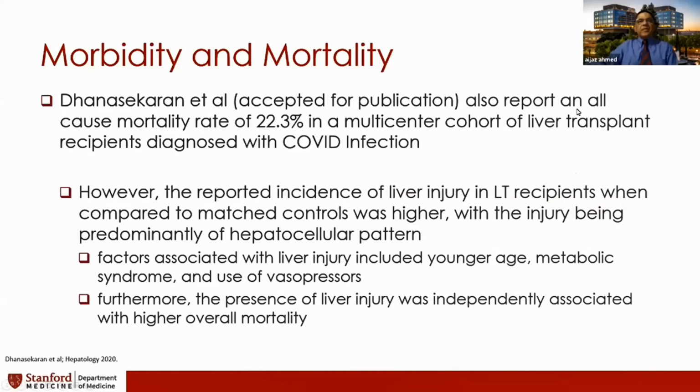The group reported that the all-cause mortality rate was 22% in a multi-center cohort of liver transplant recipients diagnosed with COVID infection. However, the reported incidence of liver injury in liver transplant recipients compared to matched controls was higher, with injury being predominantly hepatocellular in pattern. Factors associated with liver injury included younger age, metabolic syndrome, and use of or need for vasopressors. Furthermore, liver injury was an independent risk factor for increase in overall mortality.